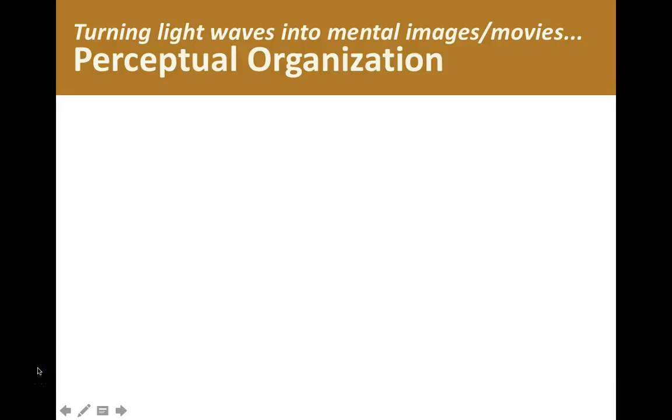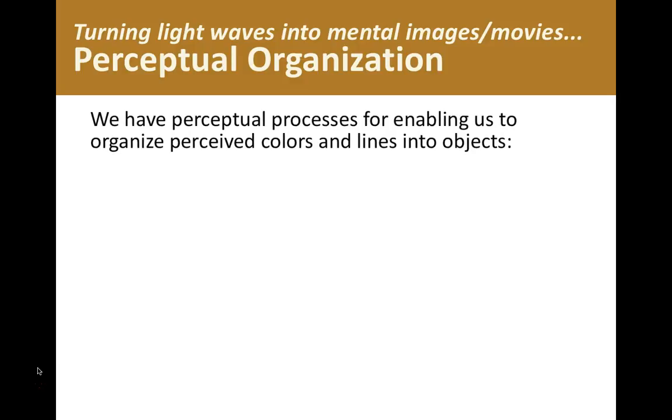All right, so we talked about vision, we talked about light waves, talked about visual sensation in a previous narration. Now let's look more at how we turn light waves into mental images. So we're going to talk about perceptual organization. We have perceptual processes enabling us to organize perceived colors and lines into objects.